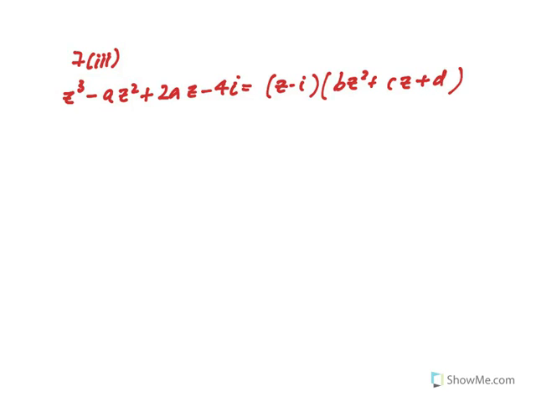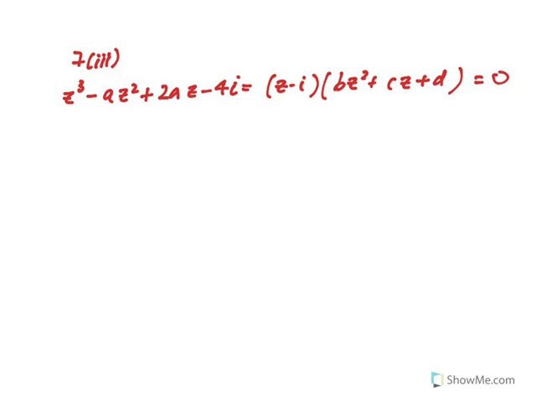Alright, next up, how about part 3? How do I find the remaining roots of the equation in exact form? What I know is that z minus i is a root. That's one thing I'm sure of. That means I can express it as a factor of the equation. I can write it as z minus i, then maybe bz squared plus cz plus d, just to name some random coefficients, and it also equals 0.